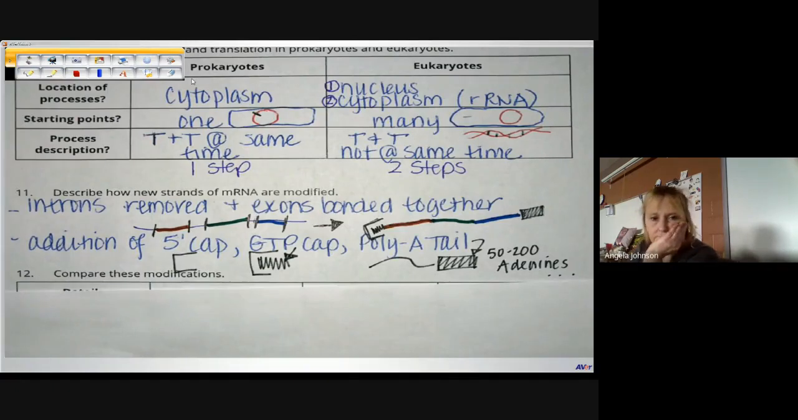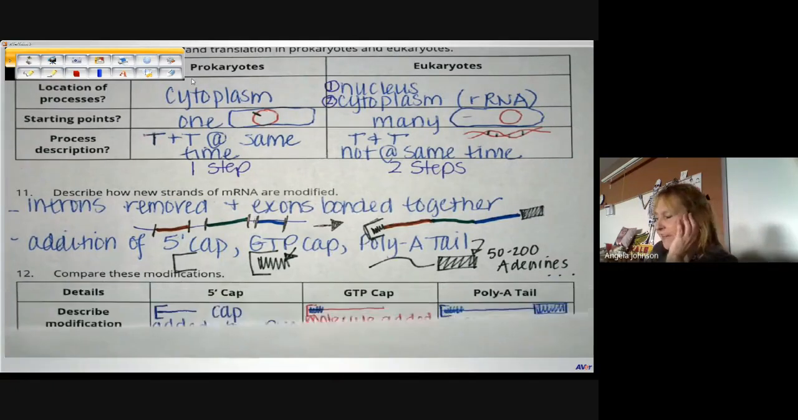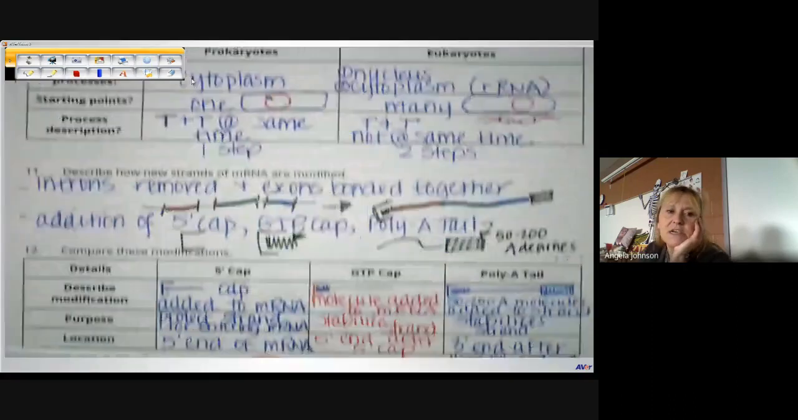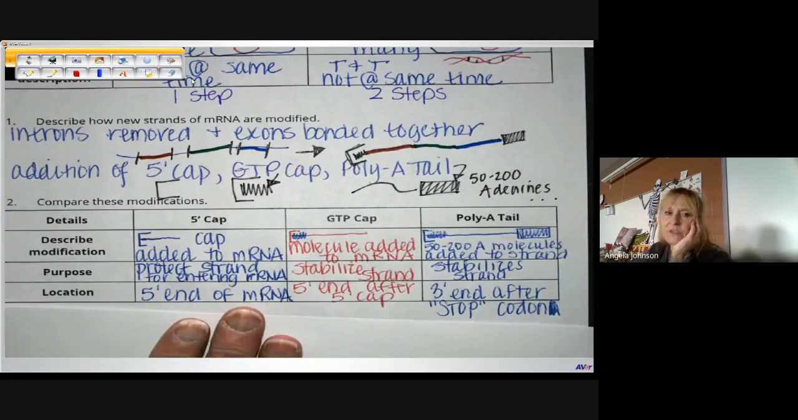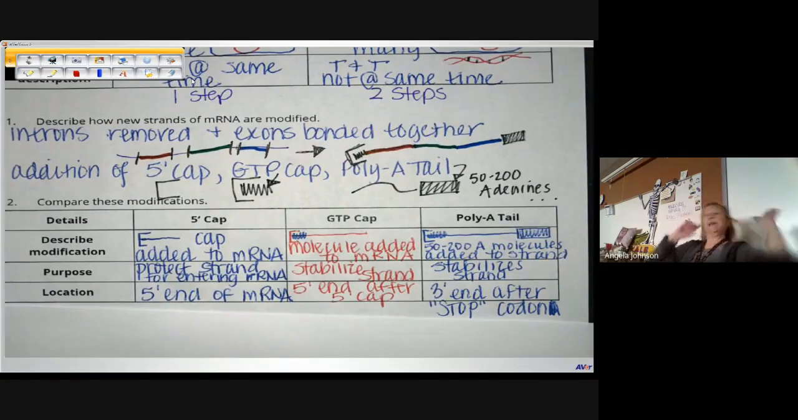All right, compare the modifications. What are the differences in these things? We have a 5' cap, a GTP cap, and a poly A tail. So the 5' cap gets added to the 5' end of the mRNA molecule. The GTP cap is also added to that end, but it's kind of like inside that first cap. The 5' comes first. And poly A tail gets added at the end.